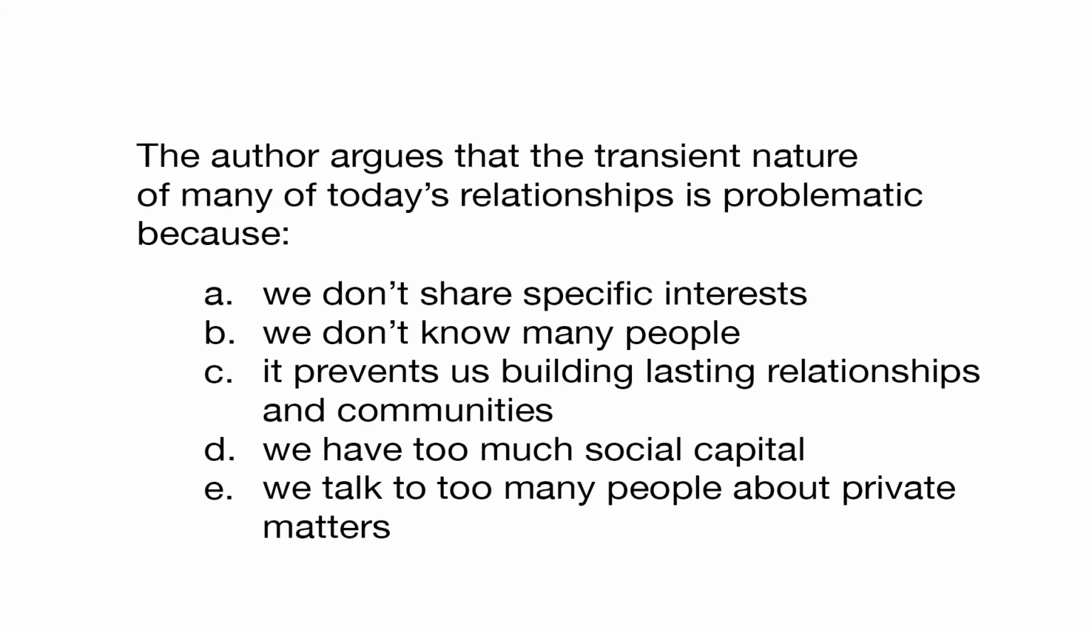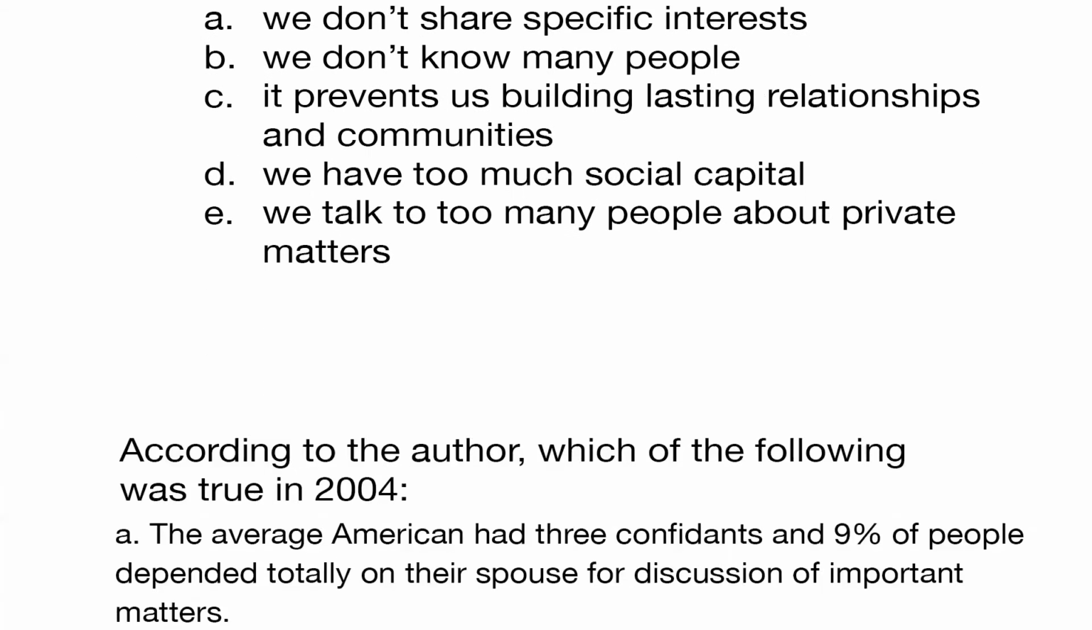The author argues that the transient nature of many of today's relationships is problematic because A. We don't share specific interests. B. We don't know many people. C. It prevents us from building lasting relationships and communities. D. We have too much social capital. Or E. We talk to too many people about private matters. The answer is C. It prevents us from building lasting relationships and communities.